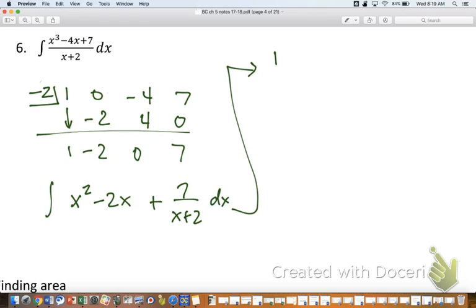So as you do this, you would find your antiderivative to be 1/3 x cubed minus x squared. And then how about that last term? What would be the antiderivative there? 7 times the natural log of the absolute value of x plus 2. And then don't forget the plus C. At least from a time perspective, it took longer to do the synthetic division than it took to find the antiderivative. Jeff, question? Say again?